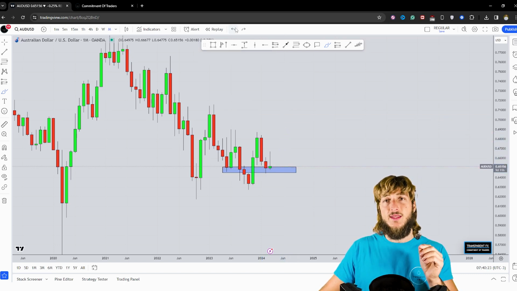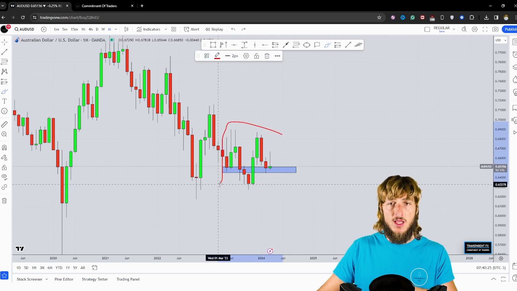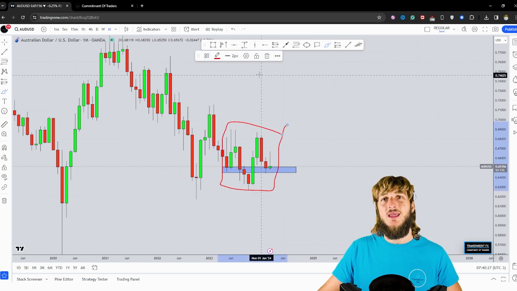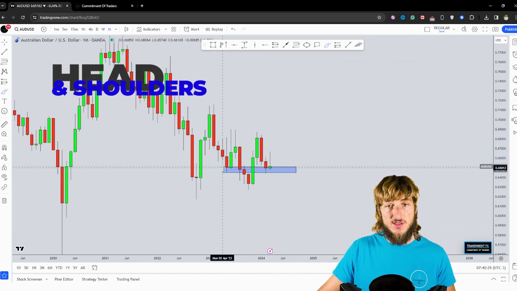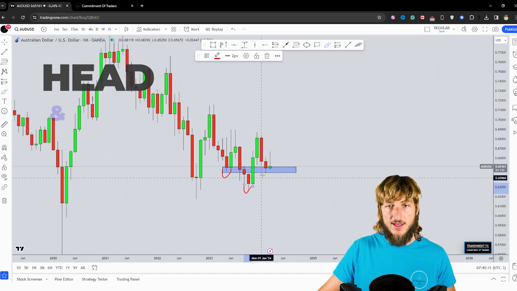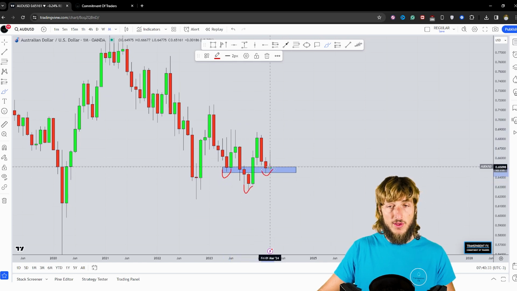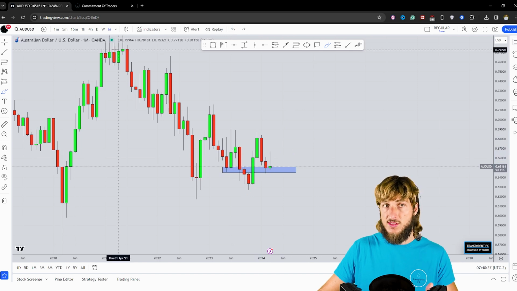We can also notice that if we look at the bigger pattern, here the market has been creating an inverted head and shoulders. We can notice, in fact, the left shoulder here, the head here, and the right shoulder here. So again, more bullish price action seems possible from this level.